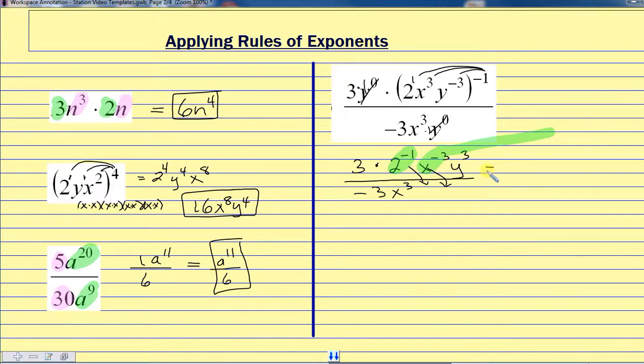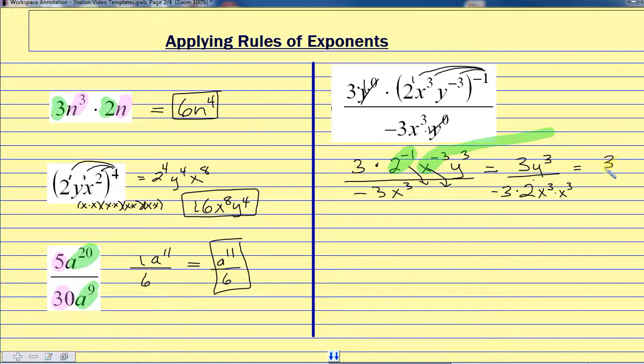So I'm still going to have a 3 on top, and I'm still going to have a y to the third on top. On the bottom, remember this is negative 3, and I'm going to bring down a 2 to the negative 1, so that's going to go here. And now it becomes 2 to the 1, which I can leave invisible. I already had an x to the third down here, so it's going to stay here. And this x to the negative 3 is moving down, so it becomes x to the third. So I have an x to the third that was already here, and then the one I brought down. So now I can simplify this a little bit more.